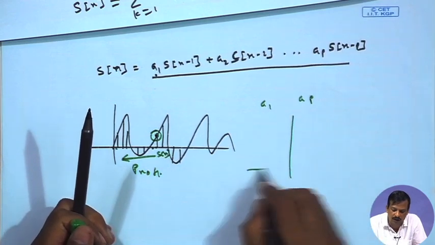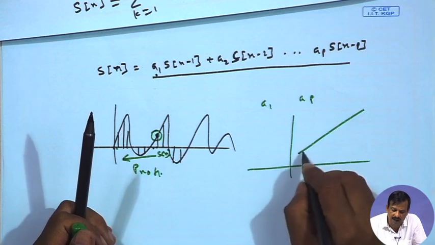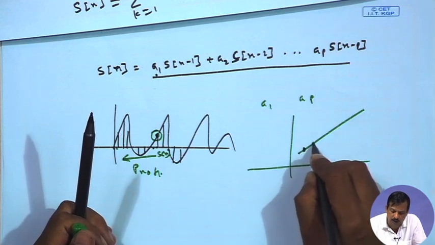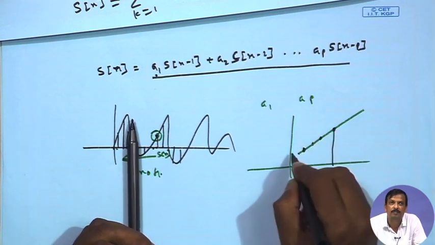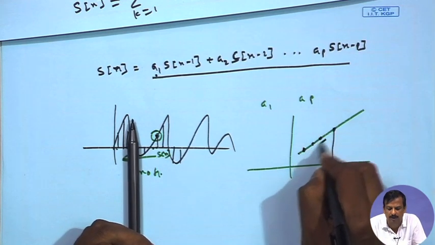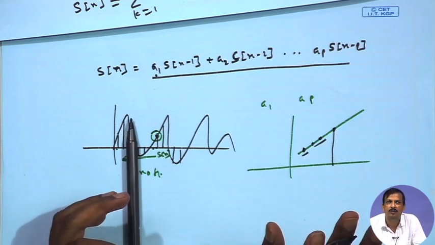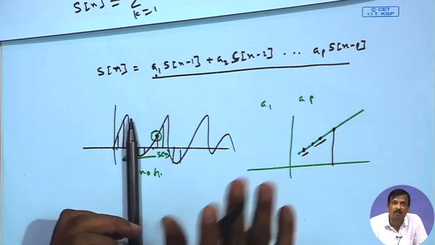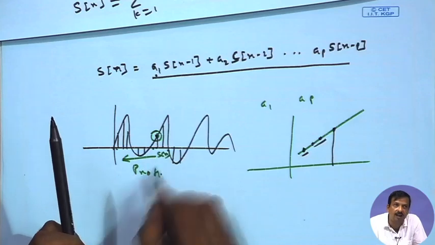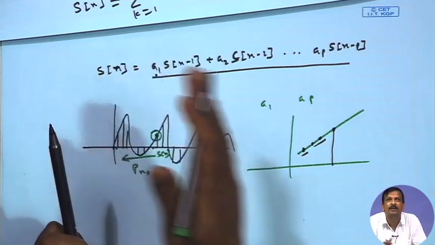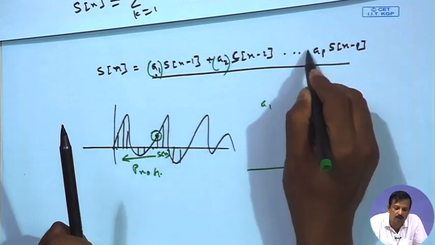So, why is it called linear prediction? Suppose there is a line. If I know this point and this point, I can predict this point by a linear combination of the previous points with some coefficient factors. So, this is called linear prediction. I can predict the current sample from the previous p number of samples with corresponding factors a 1, a 2 and a p.